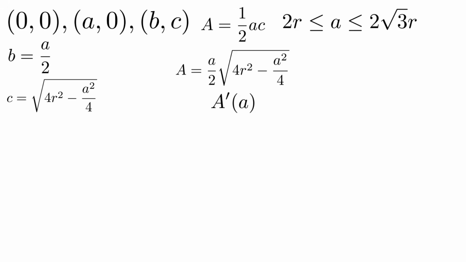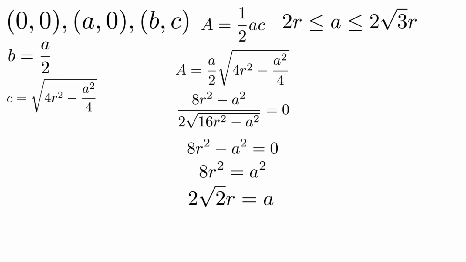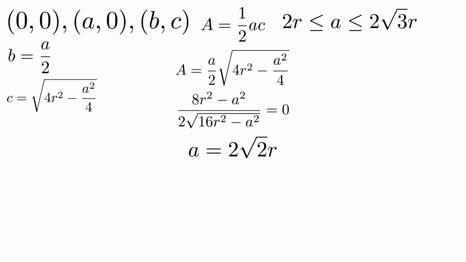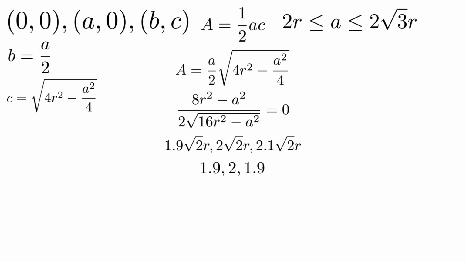Firstly, we have to find the derivative of the area with respect to a, which is this. We now solve for when it's equal to 0 to get the maximum or minimum like this. Now we know there is a minimum or maximum at a equals 2 times the square root of 2 times r. To check which one it is, we can just input 1.9 times the square root of 2 times r, 2 times the square root of 2 times r, and 2.1 times the square root of 2 times r into our area function. We do this to test the numbers around it. This gives us 1.9, 2, and 1.9. This means it is a maximum.